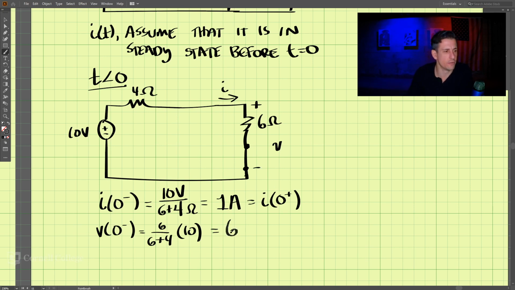So that is 6 volts. And we also know that this voltage will be the same at 0 plus, because it's a capacitor. Right? So we know those two.